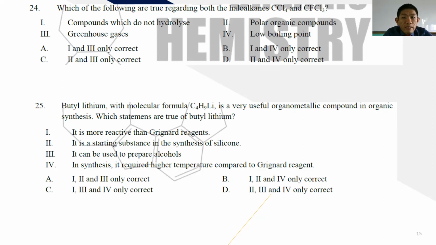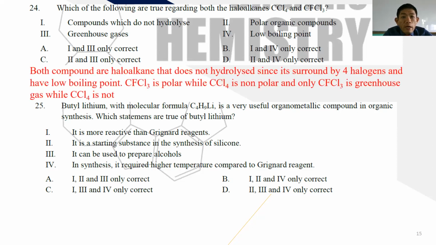Number three, greenhouse gases, which is true because both in here form a type of greenhouse gas, which is toxic, and both are volatile, therefore have a low boiling point. So number one and number four are the best answer here.